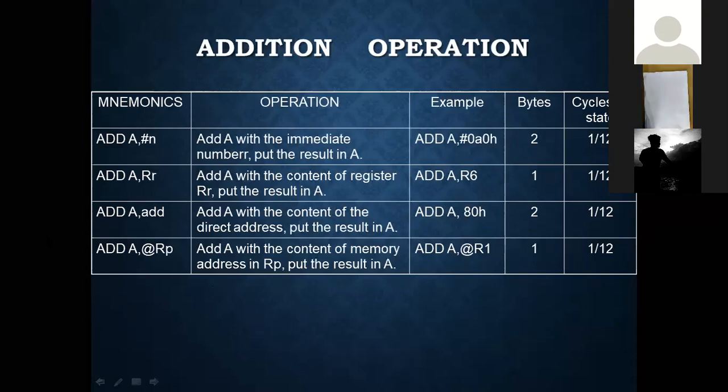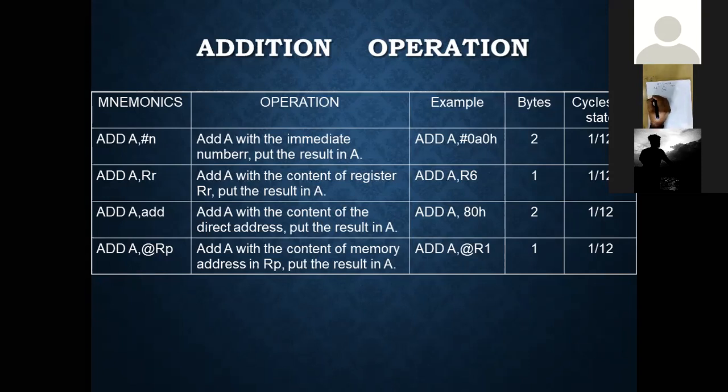Now if we take the example, ADD A, #78H. Suppose before the instruction the content of the A register was 3FH, and the 78H data is to be added with this 3FH that has been stored in the A register.